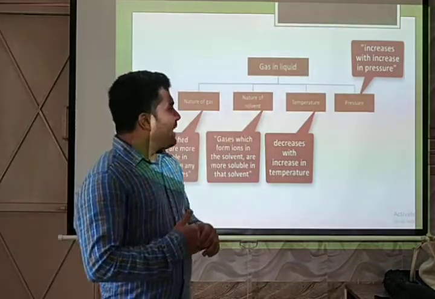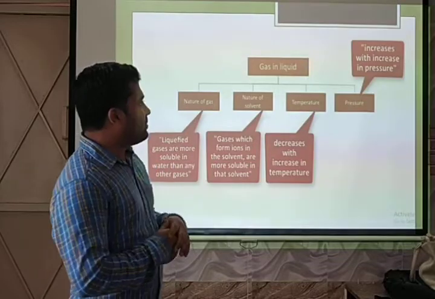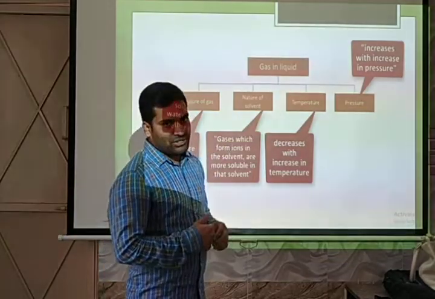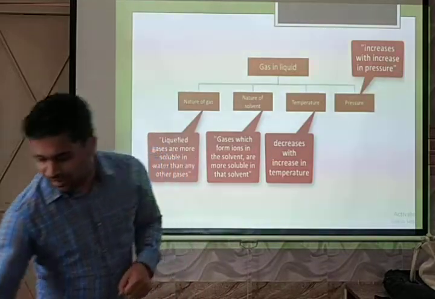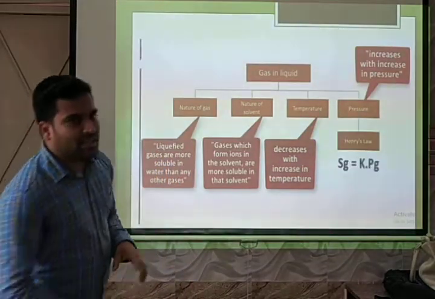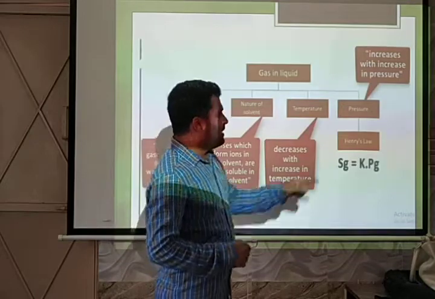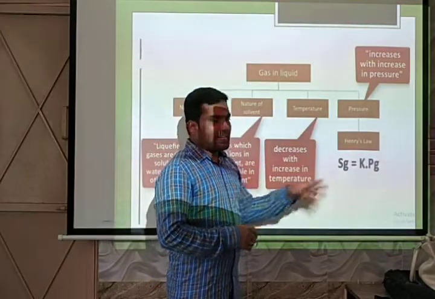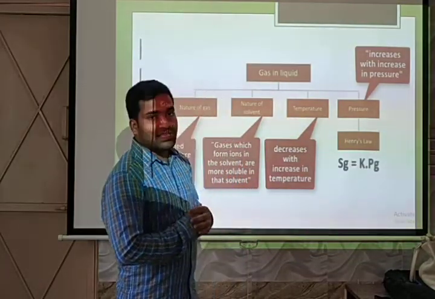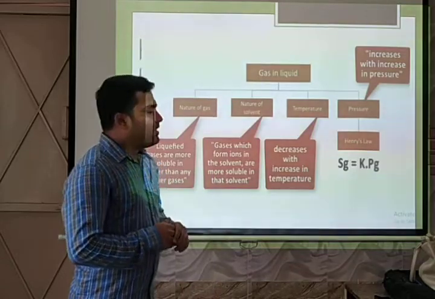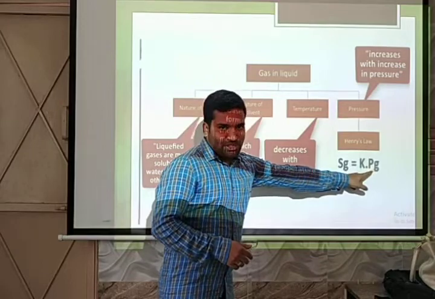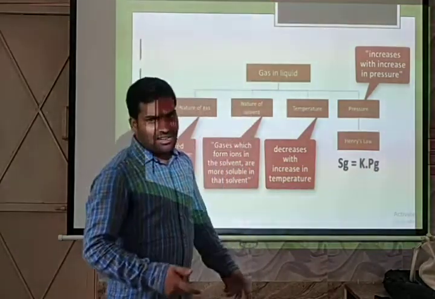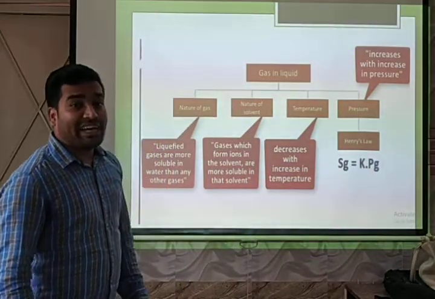And here we have the effect of pressure also. Solubility increases with increase in pressure. If you increase pressure, the solubility of gas in liquids increases. Based on that, we have an important law called Henry's law. It gives a quantitative relation for the solubility of gas in liquids. The formula is: solubility of gas is equal to K into Pg, where K, also called KH, stands for Henry's constant.